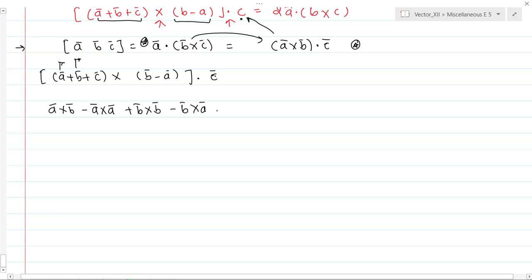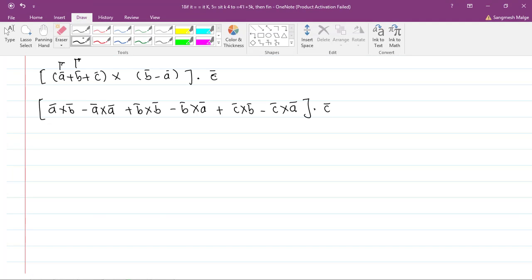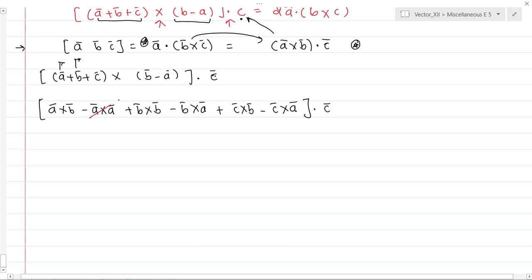Okay, perfect. Then with c cross b, then minus of c cross a. Okay, the dot product of all this will come with c. What can be cancelled out here? See here, a cross a is 0, b cross b is 0.